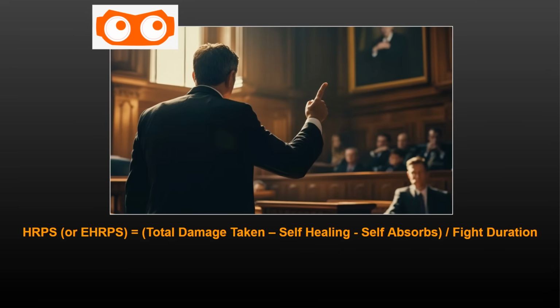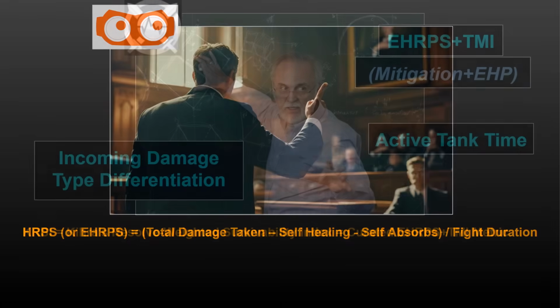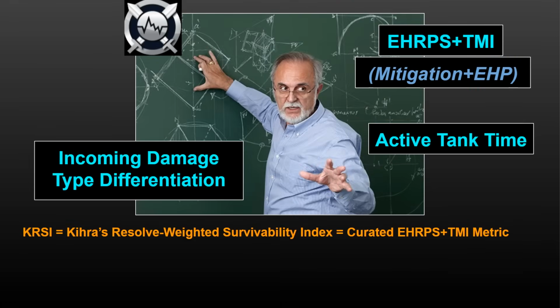That said, we also had other takes on tanking metrics, such as Kira's Resolve-Weighted Survivability Index. Detailed documentation was hard to find on this one, but from what I gather, it was primarily based on 50% external healing required per second and 50% TMI as a starting point before applying other adjustments. From what I found, this is the first time someone has combined a mitigation and an effective health metric to represent overall survivability.